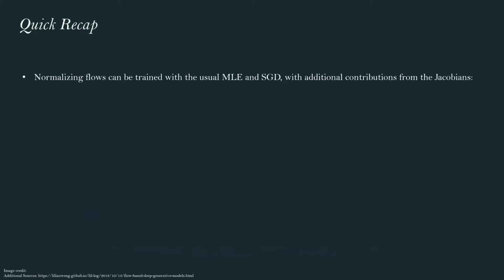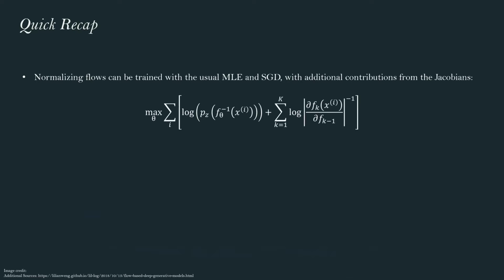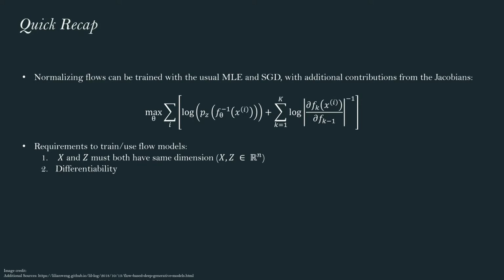So these flows can be trained with our usual maximum likelihood estimation, with stochastic gradient descent. We get just these additional contributions from the Jacobian. So training is not anything special. It's just a little bit of extra computation. We have a few requirements. We want X and Z to both have the same dimension. So as one constraint, the space we're moving into has to have the same dimensionality as the space we started with. We need differentiability, invertibility, and we need that Jacobian determinant to be tractable.